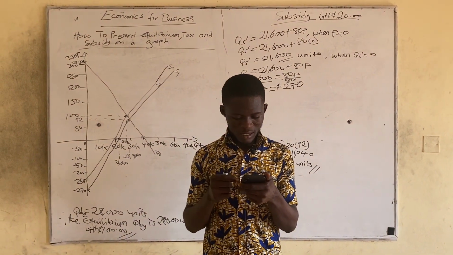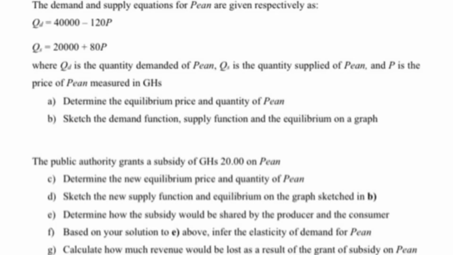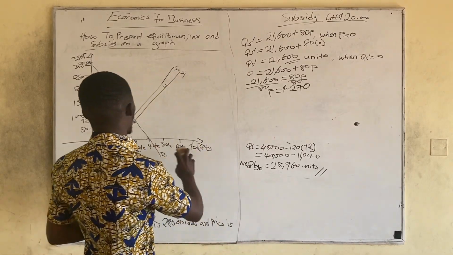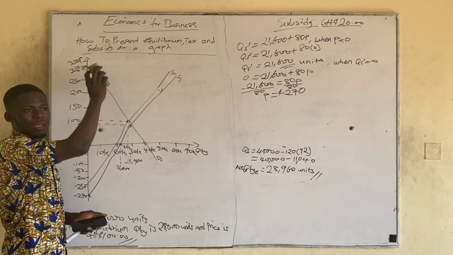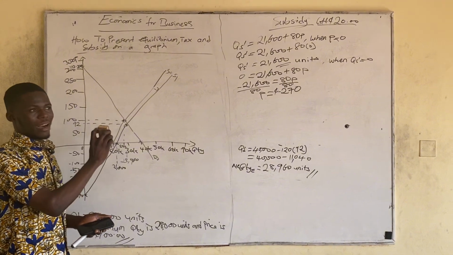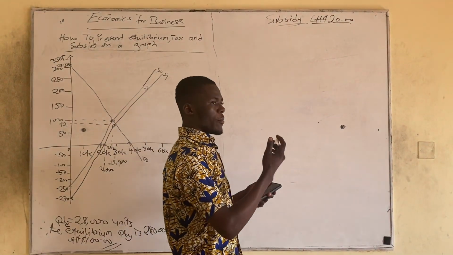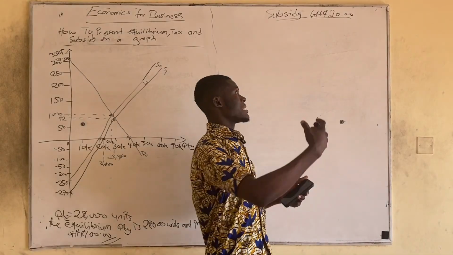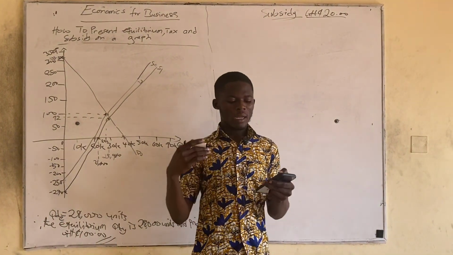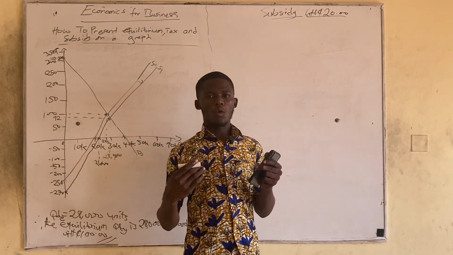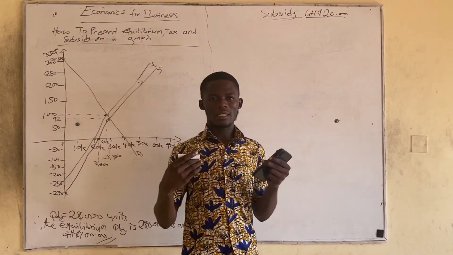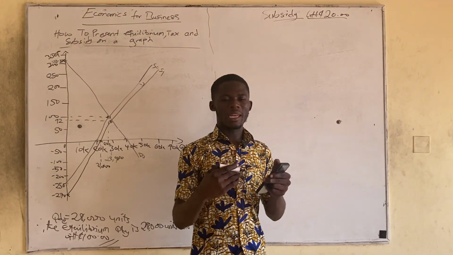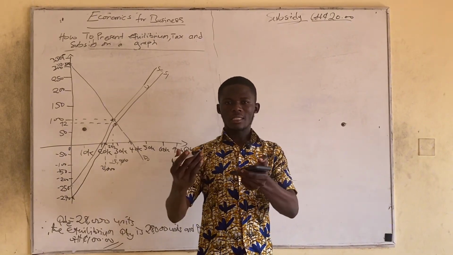So after sketching, here it says that we should determine how the subsidy will be shared by the producer and the consumer. Okay, so we are done. This is all about the subsidy, how you plot it on the graph. Let's look at how the producer and the consumer will share the subsidy amount of 20 cedis among themselves. And then we will also solve how much the government generated when the government imposed the subsidy.